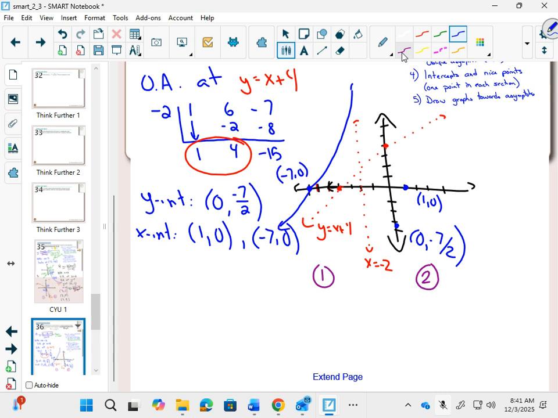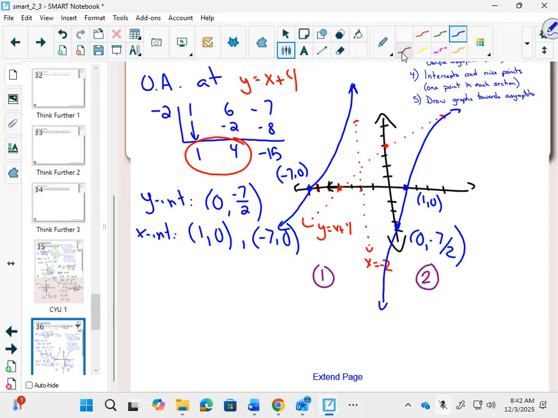This is what that graph is going to look like in that section. Do we have points in section 2? Yes. So you just have to draw your graph towards those asymptotes. And the graph is done.